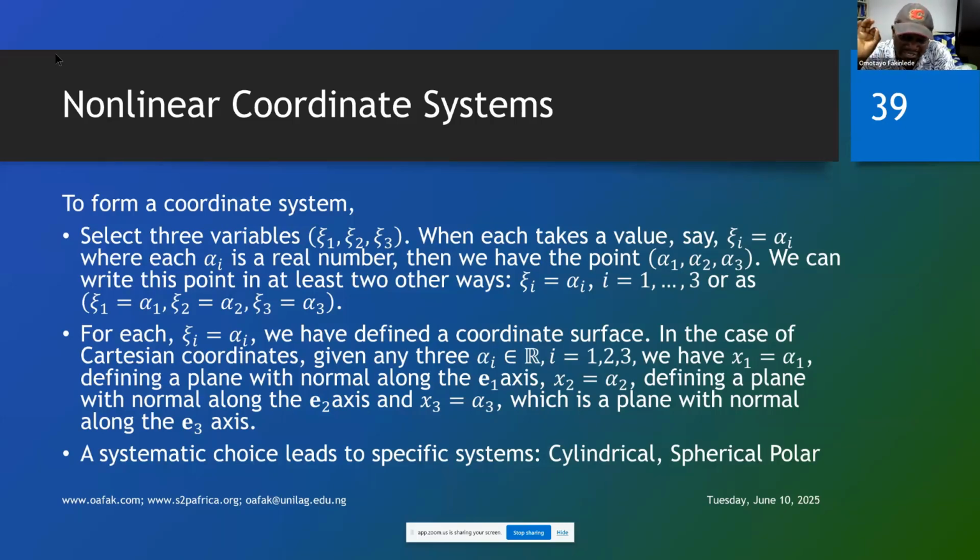But once you understand how to form the cylindrical and the spherical polar, and how to operate with them, you see that you can operate with any system of coordinates, no matter how it's defined. The rules are the same because they are all non-linear.